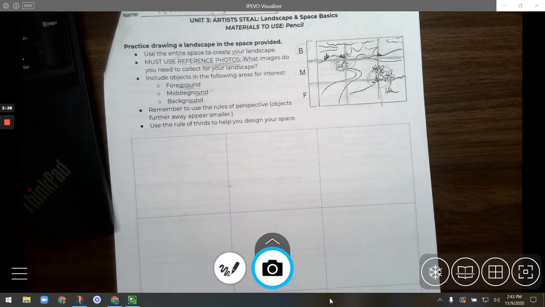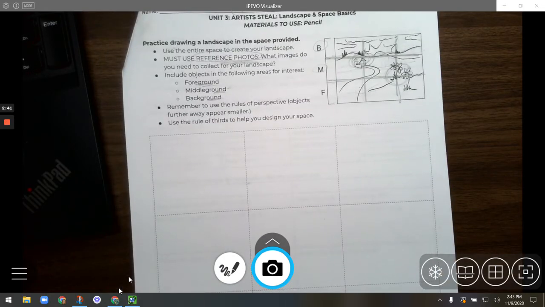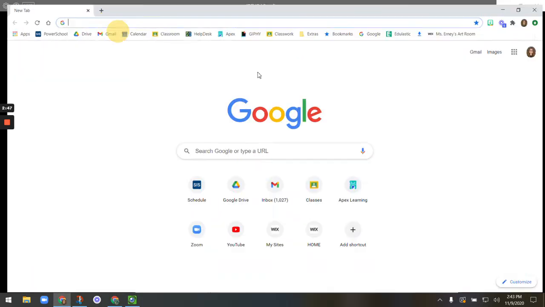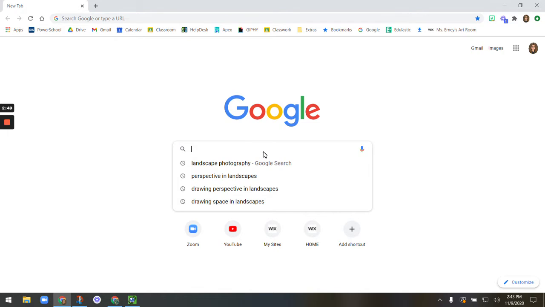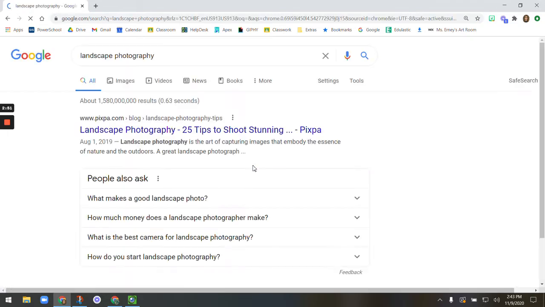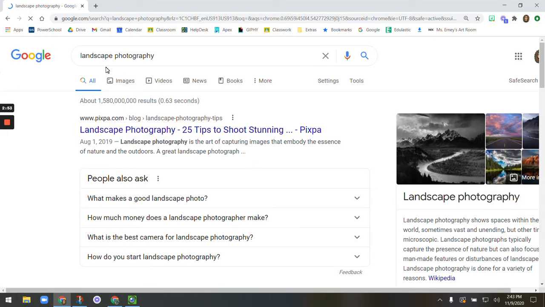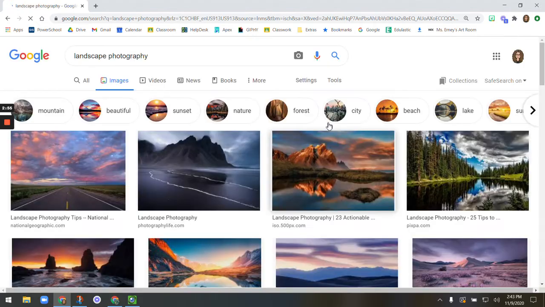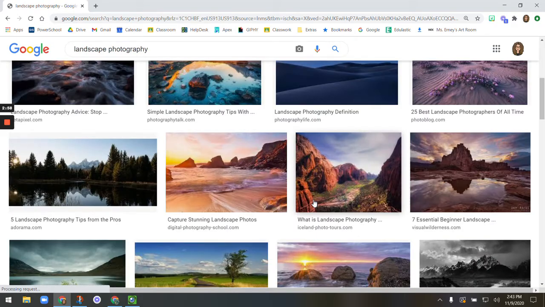So what you're going to do for this activity is pull open Google or something. All right, I'm going to move this over into my screen here so you guys can see. And I would look up landscape photography. Then you're going to hop over to your images, and I want you to start thinking about what you want to draw.